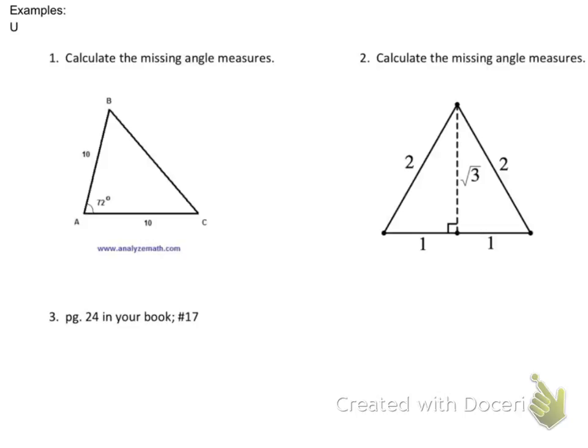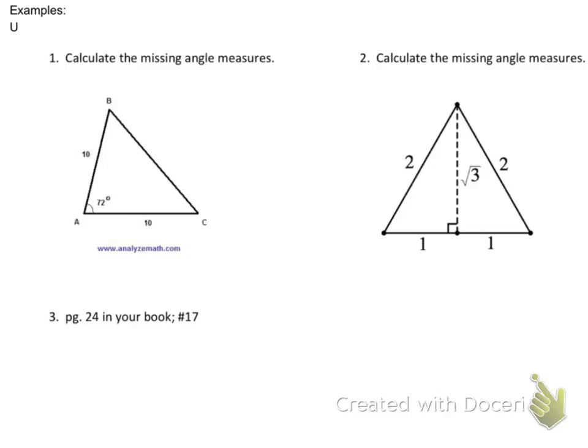So, let's use our idea that we should know how to solve this. Calculate the missing angles in the first problem. It looks like our side lengths are 10, 10, and it has an angle splitting them of 72. I'll give you guys a second or two to figure that out. What do we know about this triangle, guys? It's a special one.